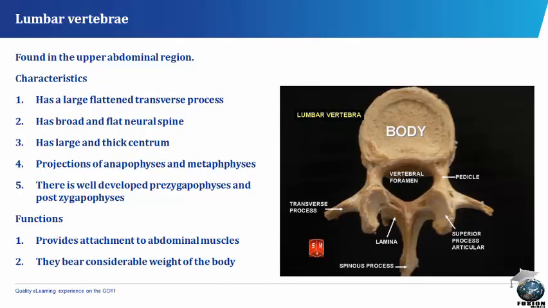The lumbar vertebrae. This vertebrae is found in the upper abdominal region. In man, they are 5 in number. Its characteristics include the following. 1. It has a large flattened transverse process. 2. It has broad and flat neural spine. 3. It has large and thick centrum. 4. Projections of anapophysis and metapophysis. 5. There is well-developed prezygapophysis and postzygapophysis.